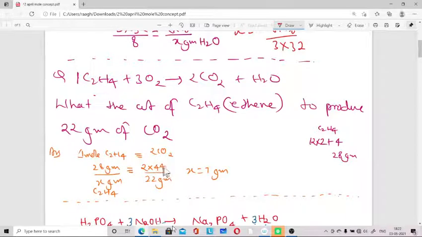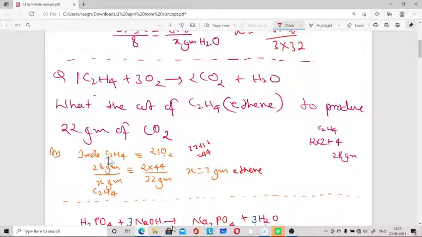Weight of CO2 is 44. That is 32, your oxygen, plus carbon 12, so 32 plus 12, that is your 44. So 2 mole carbon dioxide is 2 into 44 grams. Now 22 gram, this is our carbon dioxide which is produced. So how much gram of the ethene is there? So x gram of ethene we can take. So x you can calculate, that will come as 7 gram ethene. So that is how you can calculate.